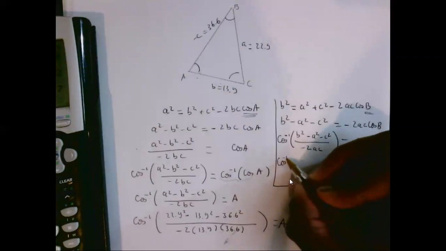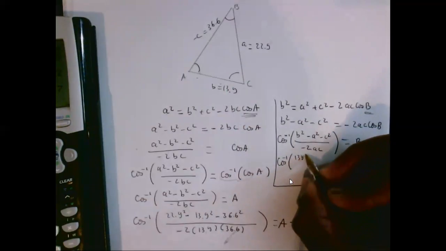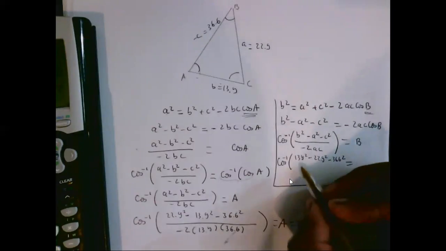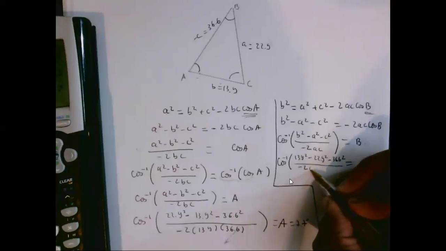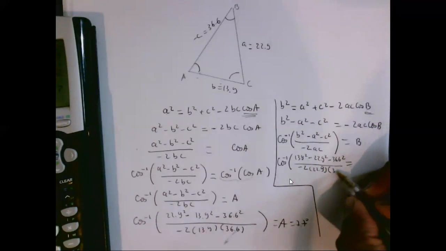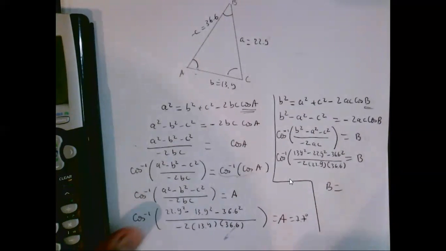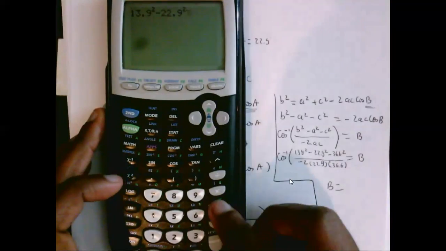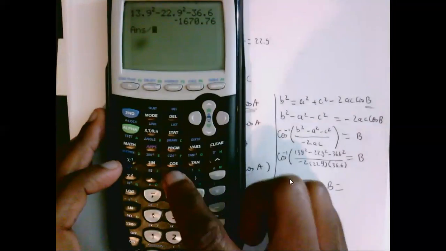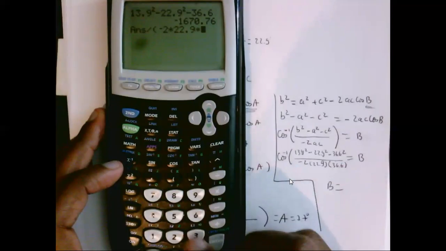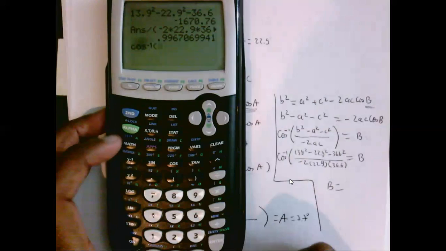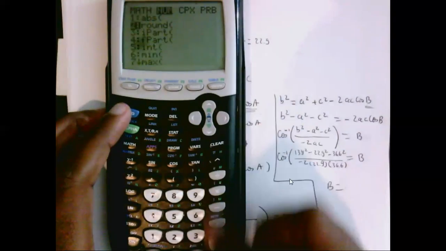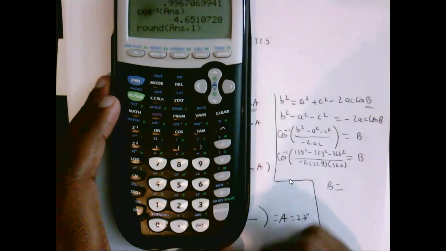Now we have to plug in the values. Cosine inverse of b squared, which is 13.9 squared, minus a squared, 22.9 squared, minus c squared, which is 36.6 squared, divided by negative 2 times a, which is 22.9, and c, which is 36.6. That will give me the value of B. Taking the calculator, I plug everything in: 13.9 squared, minus 22.9 squared, minus 36.6 squared. I'm done with the numerator. Now divide by the denominator, 2 times 22.9 times 36.6. Now I take the cosine inverse of my answer, which should give me 4.65. Now I round it to the nearest tenth, and I get 4.7.